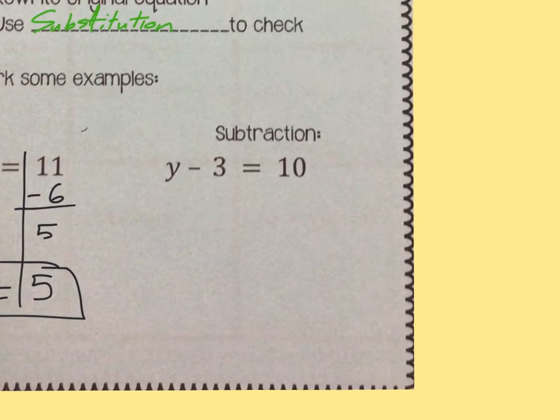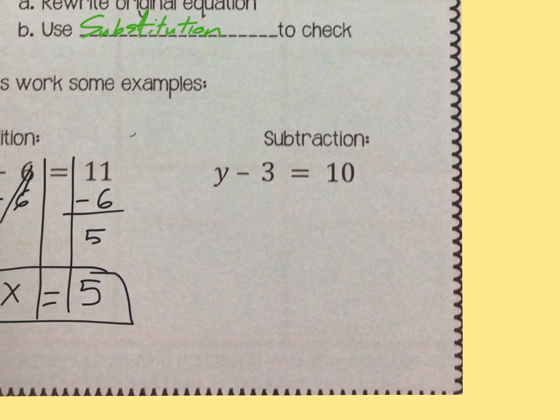All right, let's try one with subtraction now. All right, here's my railroad track. My variable is right here with the y minus 3. The y wants to be by itself, so we have to get this 3 to go away. So we use inverse operation to do that. We are going to add 3.